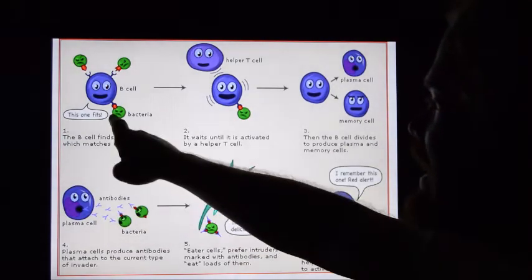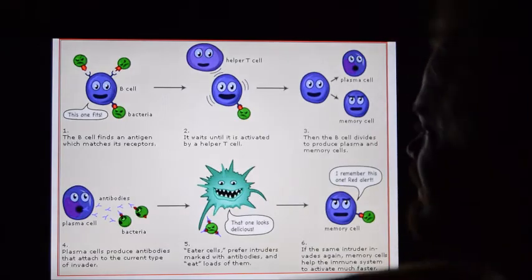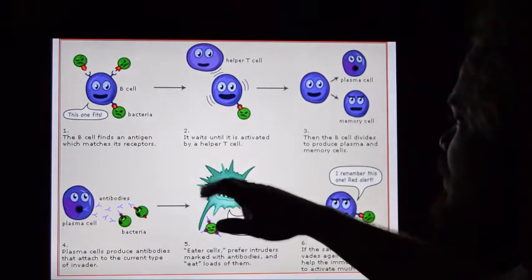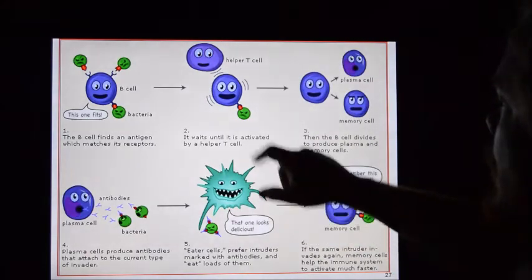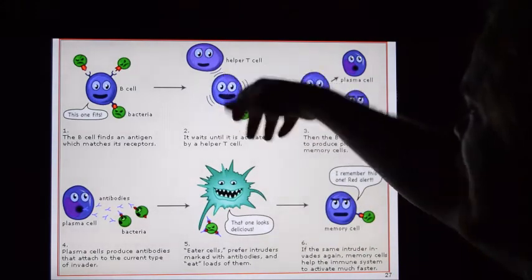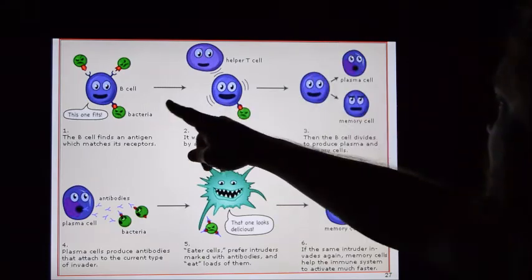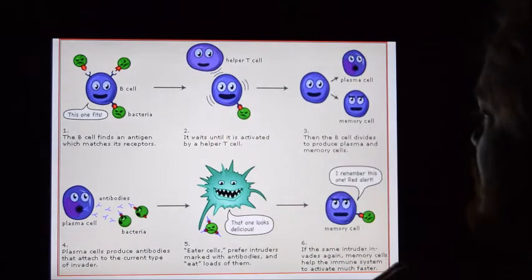A B cell finds an antigen that it doesn't like. Here's a bad guy. So it waits, holding on to that thing until it's activated by a helper T. Once the helper T activates it, it differentiates. This B cell differentiates into plasma cells and memory cells.